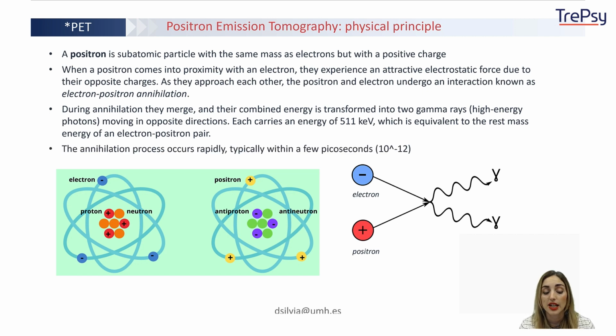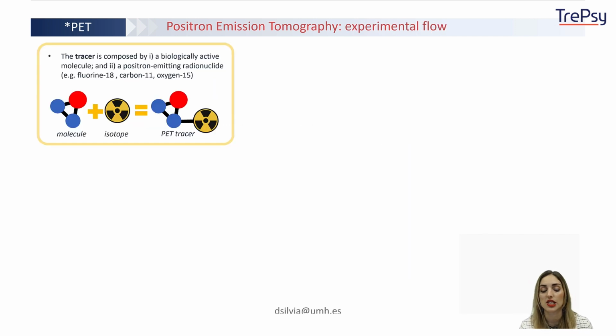Just to note that this annihilation process occurs very rapidly, typically within a few picoseconds. A picosecond is 10 to the minus 12 seconds. Okay, so let's see a little bit the experimental flow behind positron emission tomography.